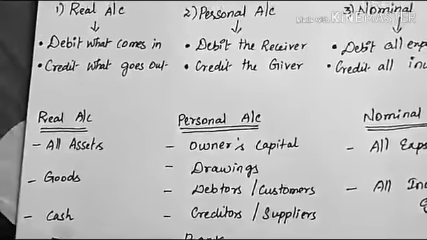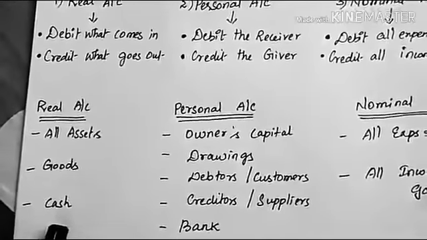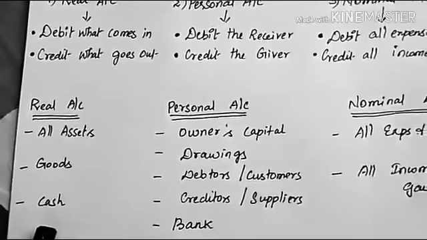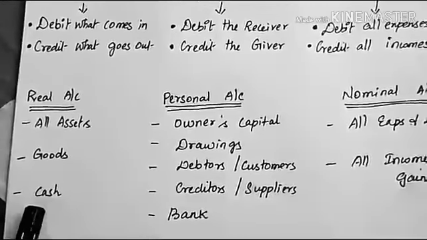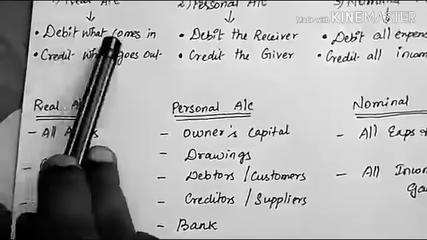When you make any payment, cash goes out. When you receive any income, for example, rent received, when you receive rent, cash comes in, no? So all cash transactions are real account. So the real account rule is debit what comes in.